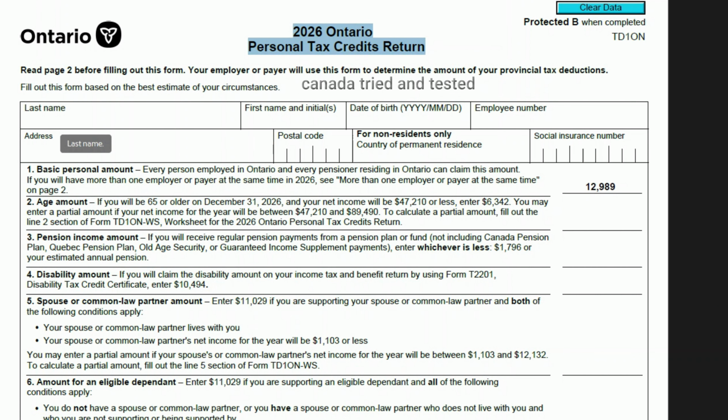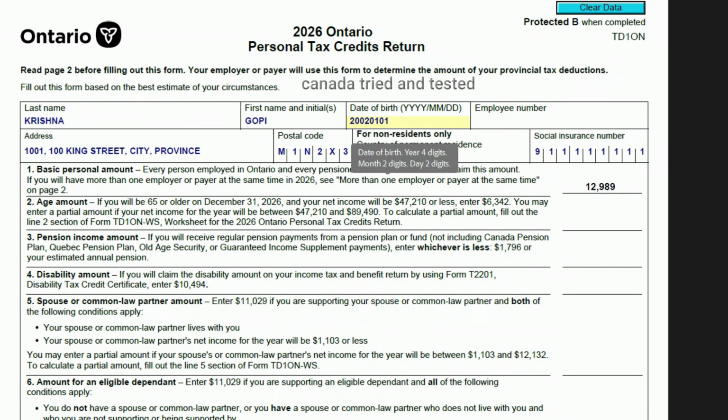So first we start with last name, first name, date of birth, employee name, address, postal code, and for non-resident only, country of permanent residence. And then social insurance number here. You see, I have made all the entries. Date of birth, you will have to enter the number as I have shown, and automatically it will show up in this format. You will also have to enter the employee number. So once that is done, line 1, basic personal amount 12,989, comes pre-filled. Keep as it is, no change to be made.